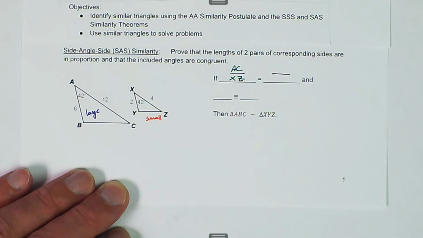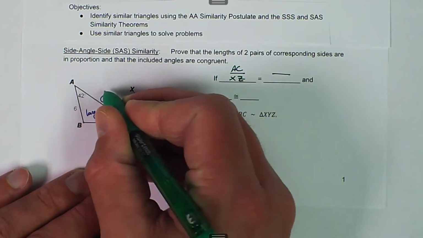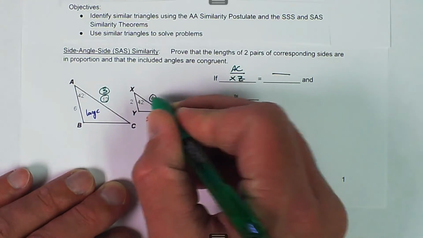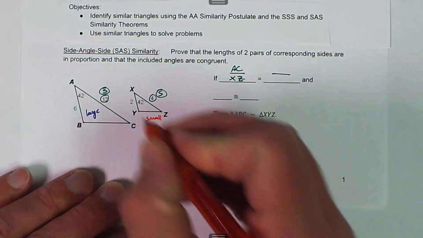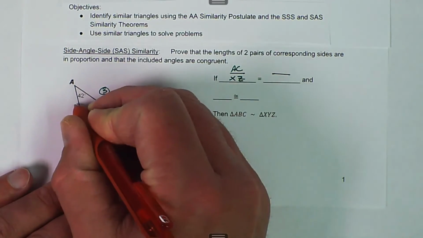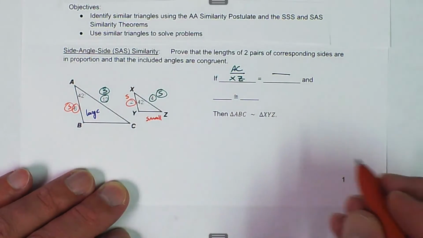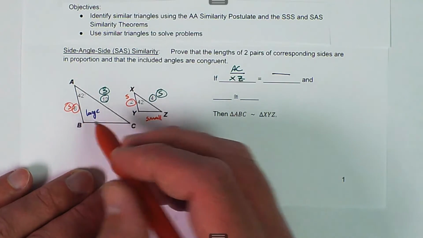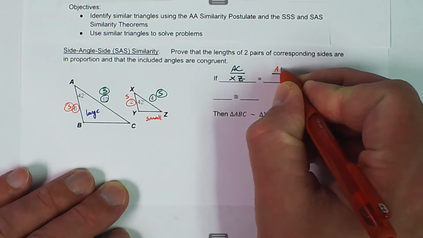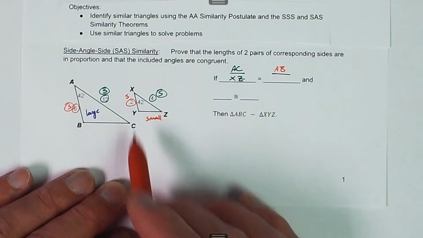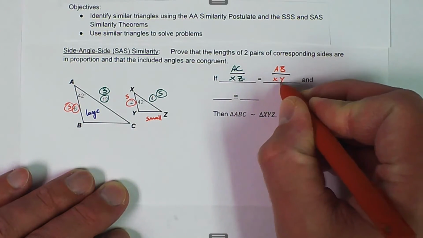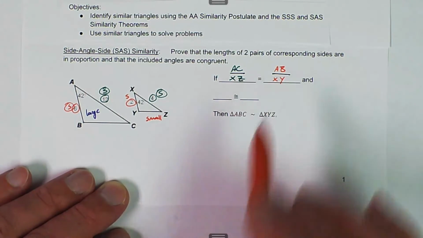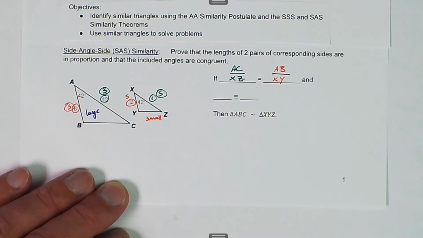And then our other side, the only one remaining that we would have, is 6 and 2. And those would be the small side. So 6 is going to be AB over XY. So we want to prove that those two things are equal. We want to prove those two ratios are equal.